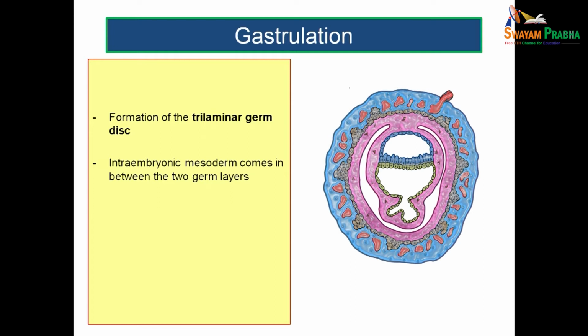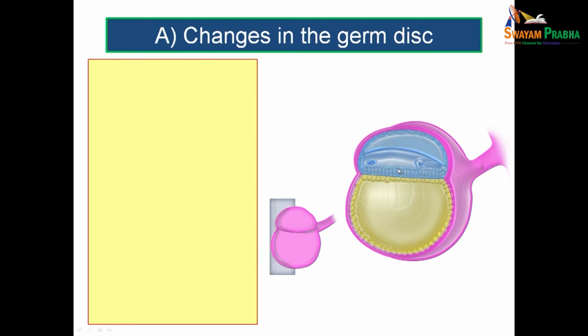By the process of gastrulation, the intraembryonic mesoderm comes in between the two germ layers, and this is said to be a very highly sensitive stage for teratogenic insult. So, we should be very careful when we administer some drugs or when the pregnant lady gets some infection. This is the stage of maximum teratogenic insult. So, this is the intraembryonic mesoderm formed between the ectoderm and endoderm.